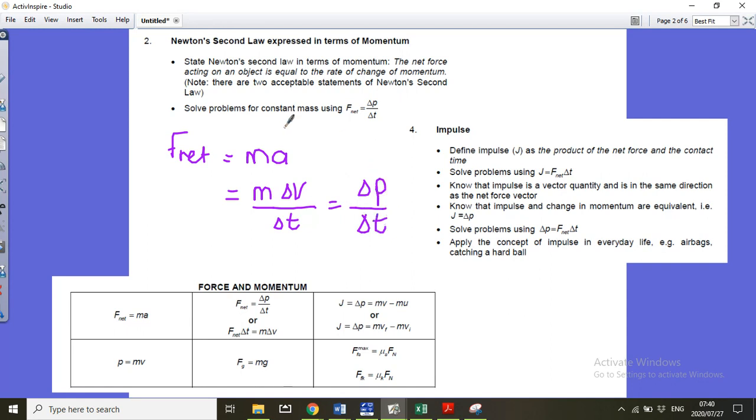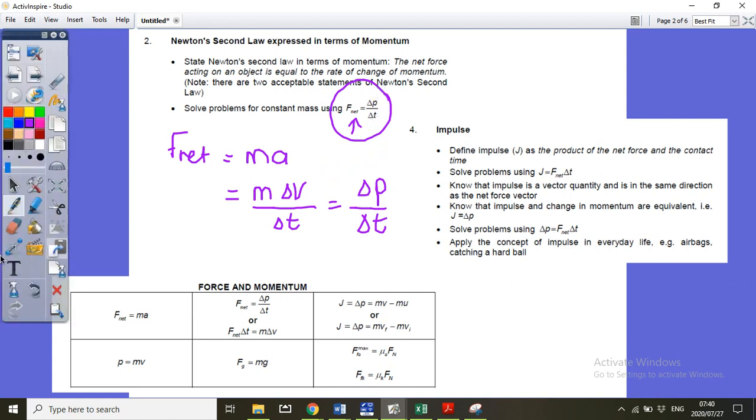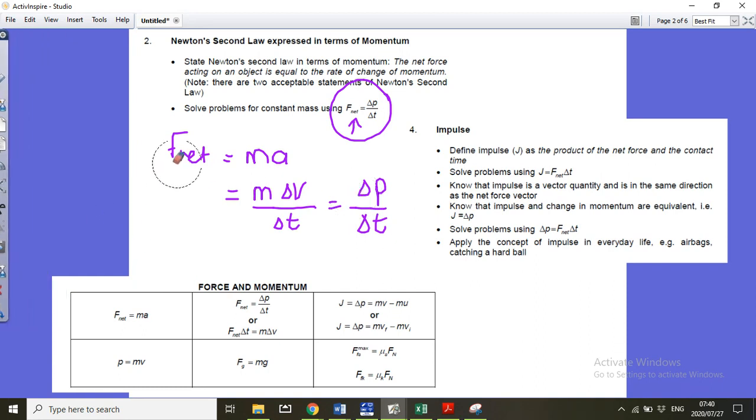And you are very welcome to state Newton's second law in terms of momentum, because if you look at this equation, it makes it so much easier, because all you're going to say is the net force acting on an object is equal to, because there's an equal sign, the rate, because there's a delta t at the bottom, the rate of, and then you look what's at the top, change in momentum. And it's one definition, again, that you don't have to learn because it's on your information sheet.